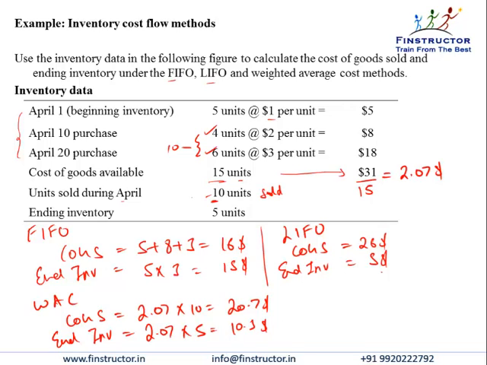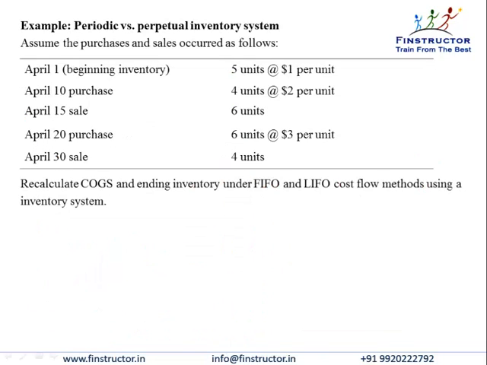So please note that the cost of goods sold plus ending inventory is the same, that is $31, under all methods. However, the calculation of the COGS and ending inventory will change depending on the assumption. So what we just studied was an example of periodic inventory, which assumes that inventory is valued only once at the end of the period.